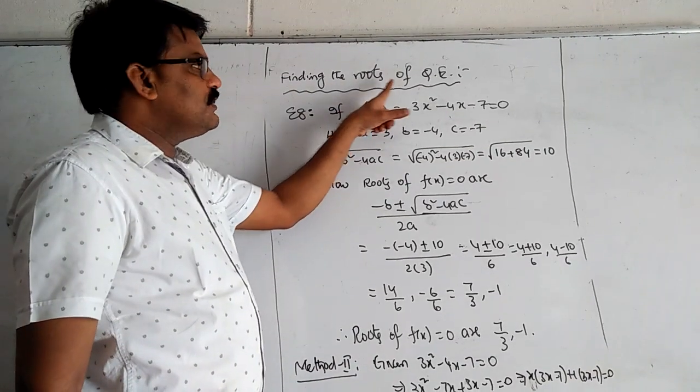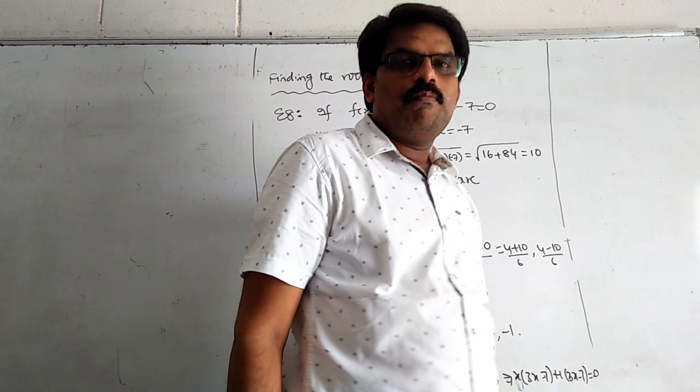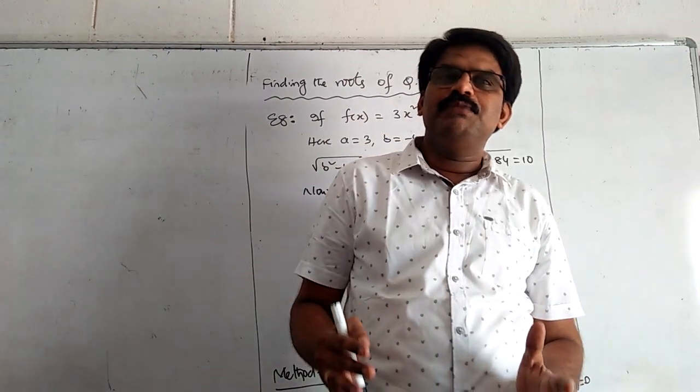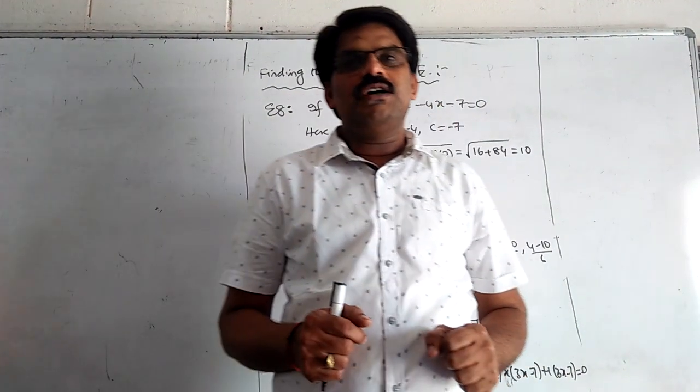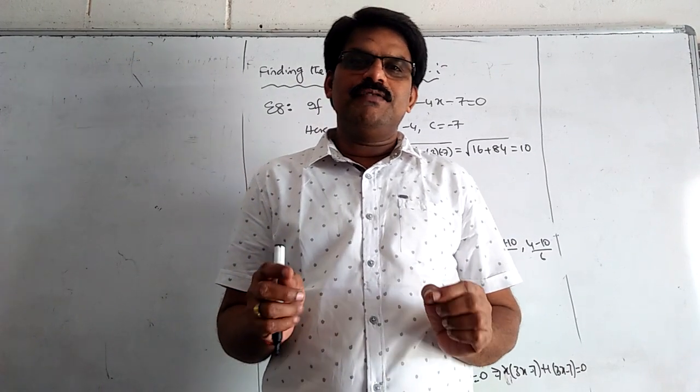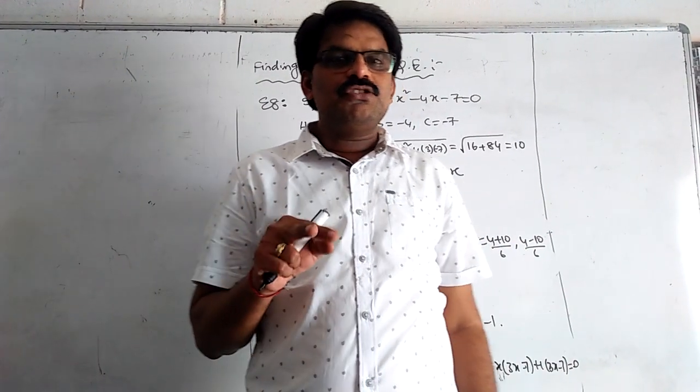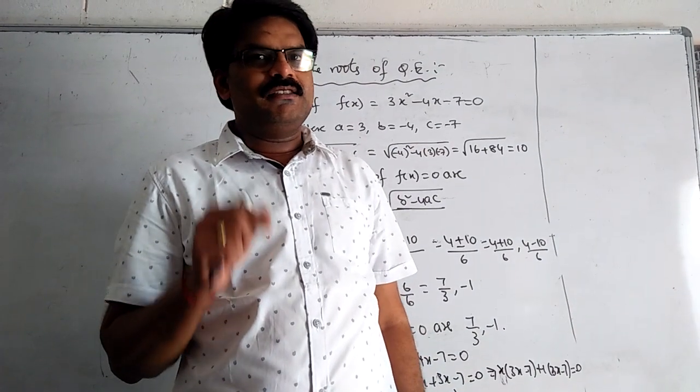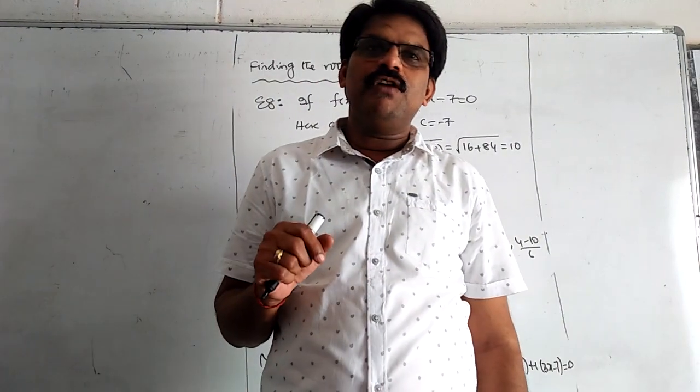Finding the roots of QE. Now we know that when ax square plus bx plus c equal to 0, the roots are minus b plus or minus root over b square minus 4ac by 2a. These two values are the values of x. By solving the quadratic equation, what will we get?